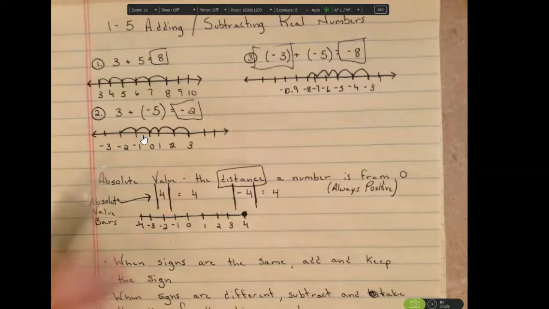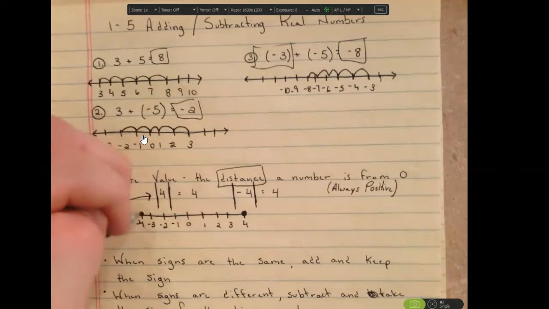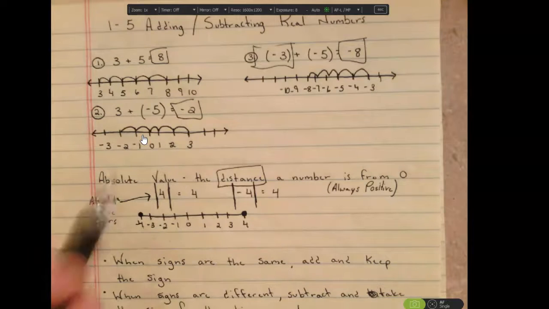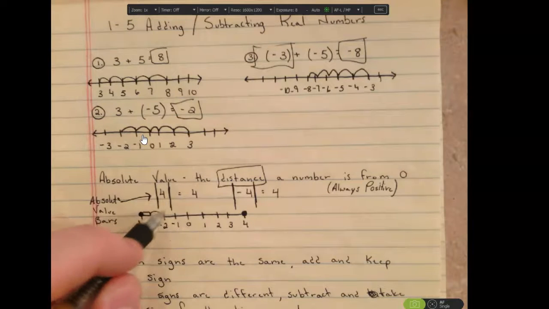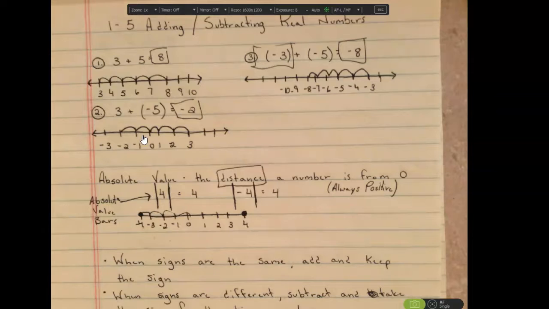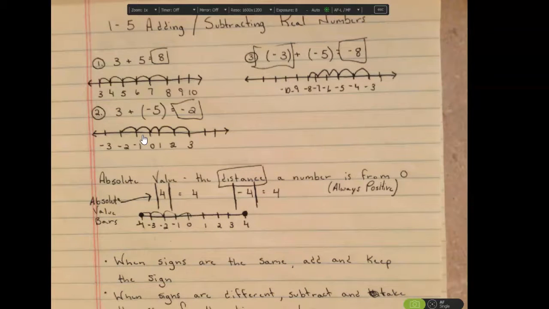Now, what about this -4? If I pinpoint -4 on my number line, I want to find how close that is to 0. So 1, 2, 3, 4. Both of these are going to have an absolute value of 4 because they're both 4 spaces from 0 on the number line. Guys, the best way of thinking about absolute value is: the absolute value of a positive number is that same positive number. The absolute value of a negative number is that number in a positive form. So it's always going to be the same number, positive.